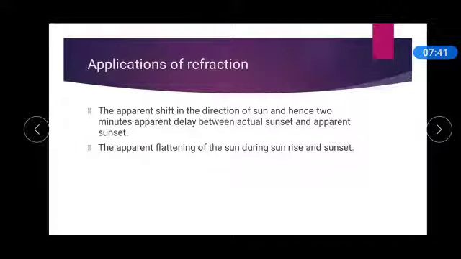Similarly, at sunset, due to the same bending of light, we see the apparent position of the sun and not the actual position. The second application, that is the apparent flattening of the sun during sunrise and sunset, also carries the same principle. So that's about it.